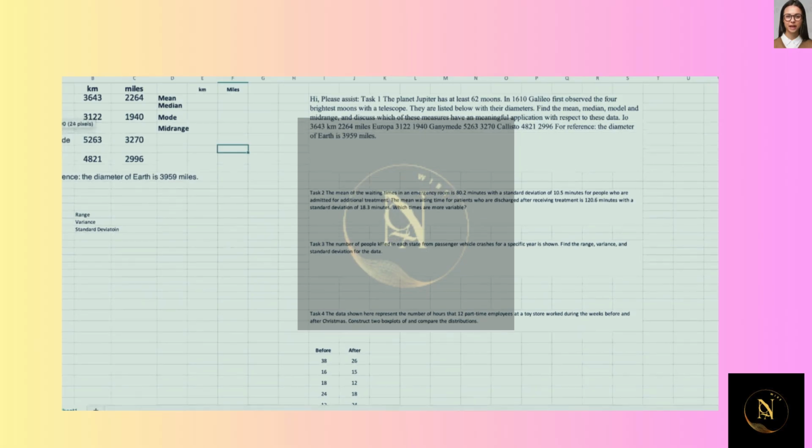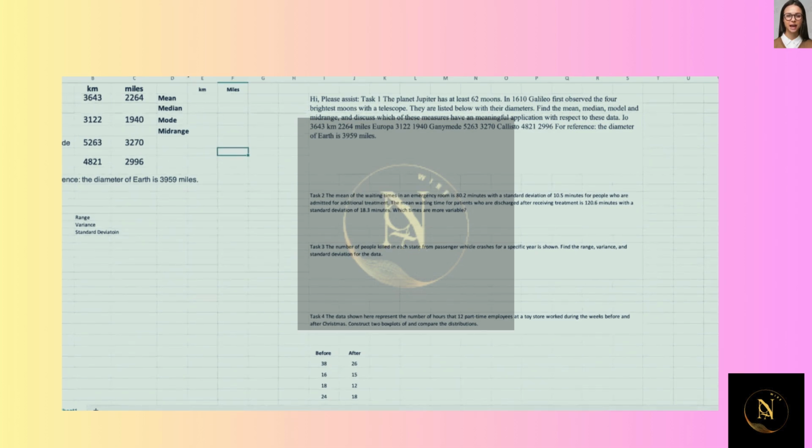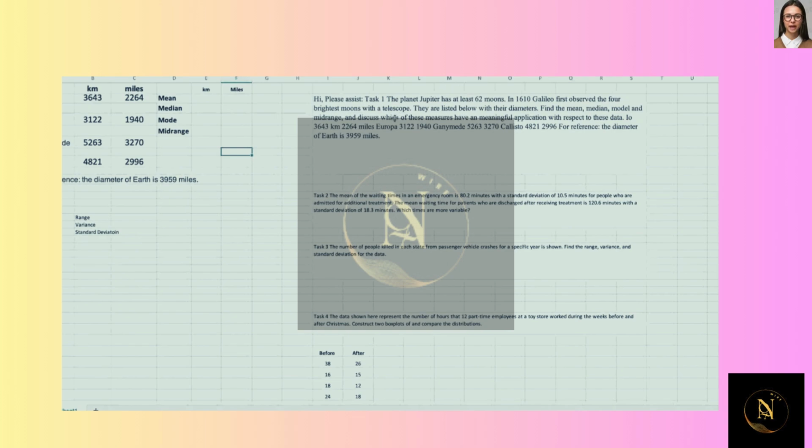And so with this problem, the first thing that it says is, please assist, and it has 4 tasks. I'm just using Excel as an organizer. You could definitely do this by hand and write everything out. I just feel like you can see this stuff better. So for that, I'm going to get started.